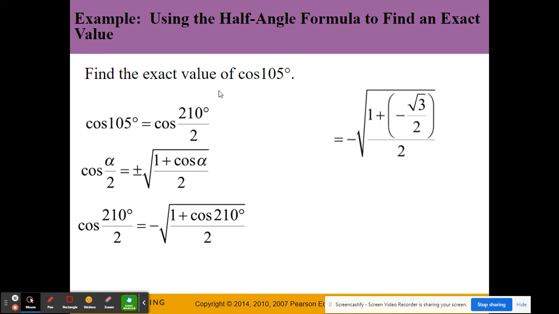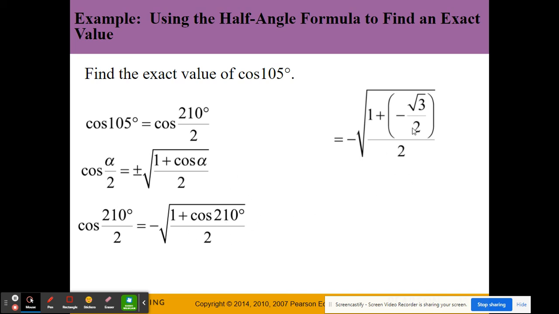So find the exact value of cosine of 105 degrees. So cosine of 105 degrees, you could rewrite as cosine of 210 over 2, right? 210 over 2 is the same thing as 105. So if I use the formula for the half angle of a cosine, cosine of alpha over 2, well, in this case, the alpha is going to be 210, right? So you're really just substituting 210 in for the angle. So you end up with the square root of 1 plus cosine of 210 over 2.